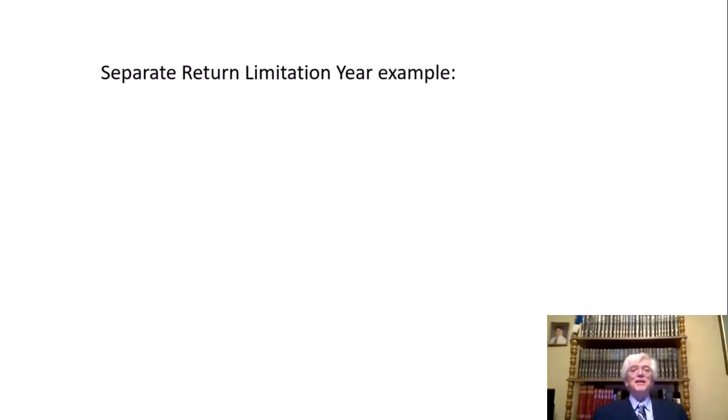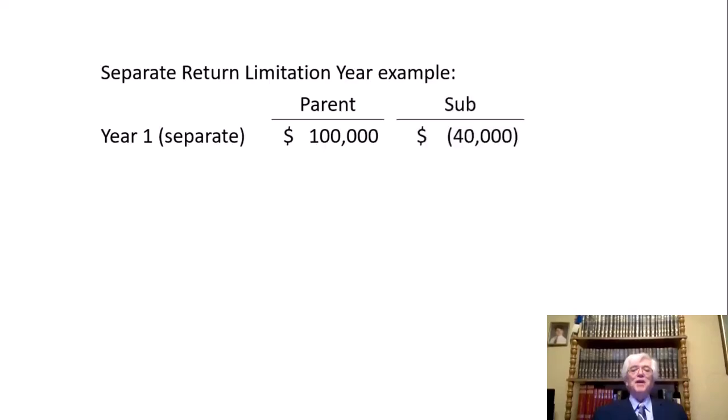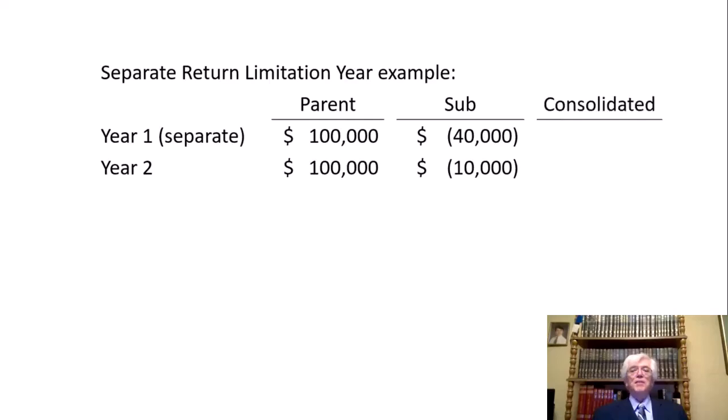So, separate return limitation year. Here's the example. In year one, that was a separate year. The parent had $100,000 of income. The sub had a $40,000 net operating loss. That is simply the sub's net operating loss. There was no consolidated return that year. In year two, we consolidated: $100,000 of income for the parent, a $10,000 loss for the sub, so the consolidated return can't use any of the $40,000 in that year because we're limited to sub income, and there is no income. It's just a loss. So consolidated is $90,000.